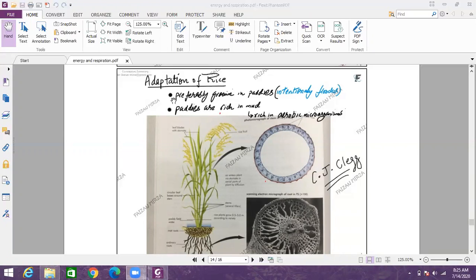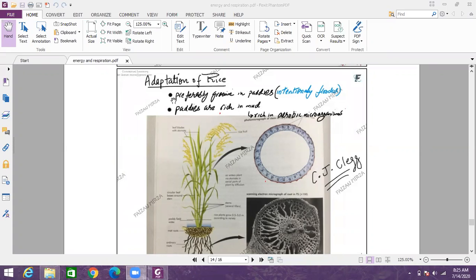Mud already has aerobic microorganisms, so you can imagine the conditions inside the mud will be extremely anaerobic. Why is that so? Because aerobic microorganisms would have used up all the oxygen or maximum amount of oxygen within the mud. So the rice plant which is present in the paddies will not have access to a lot of oxygen as far as it is in the mud.